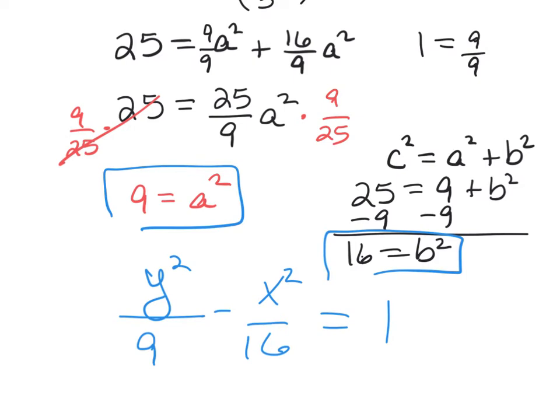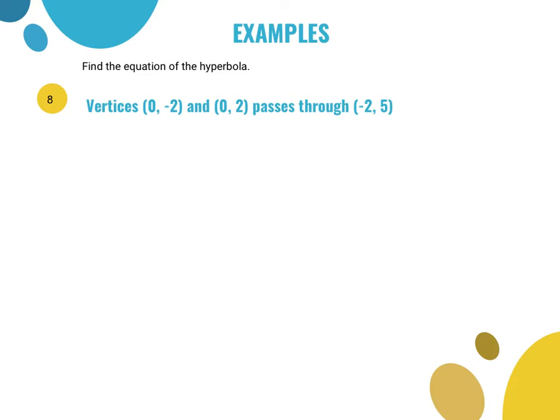For example, the next one is a little bit more work because they're giving us an ordered pair. Everybody good on this one? Let's try the next one. Again, let's give ourselves a visual. Again, these are on the y-axis, 0, 2, 0, -2. This ordered pair is going to be our x and our y.